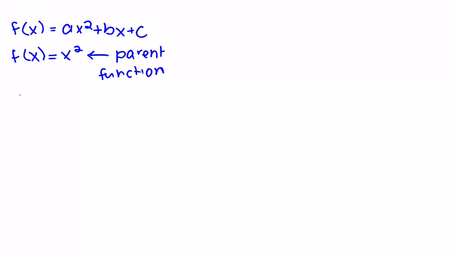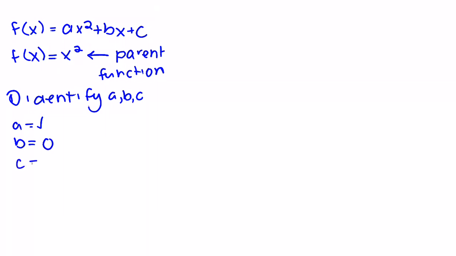So always the first thing to do while graphing is identify A, B, and C. Okay, so A, again, our coefficient on our x squared term, that's just going to be 1, because we don't have one, or there is no actual value there right now. Our B is going to be 0, and our C is 0 as well.